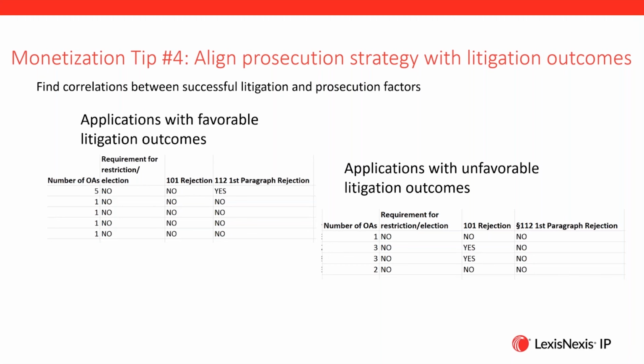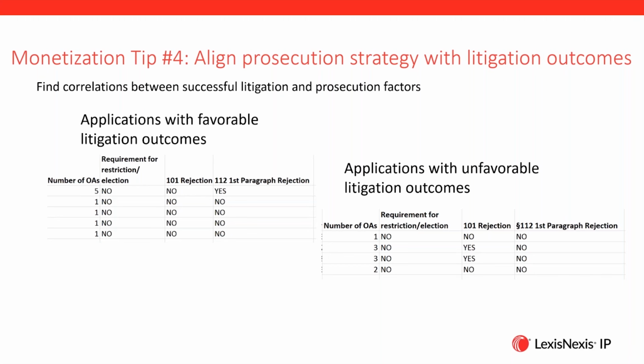One of our more litigious Asian customers just did this recently. This is not their data. This is just an example of what they did. But what they did was they printed out a spreadsheet from Patent Advisor with over 100 prosecution features for their applications. So number of office actions, was there a restriction requirement? Were there certain types of rejections? Was there an appeal? And they did two spreadsheets. They did one for applications that had gone through litigation and had had favorable outcomes, and one that had gone through litigation that had not had favorable outcomes. And they found out where the correlations were.